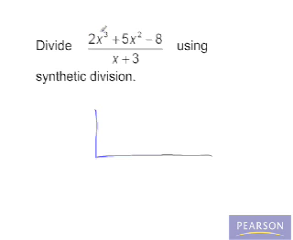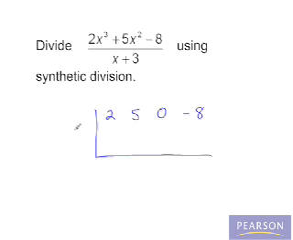However, we are going from an x cubed to an x squared to a constant term, and we are missing an x to the first power term. So we need to fill that in with a placeholder term. So in listing the coefficients of our dividend, we have 2x cubed, positive 5x squared. We need to put a 0 here for the x to the first power term that we are missing, and then we have the minus 8, or our constant term.